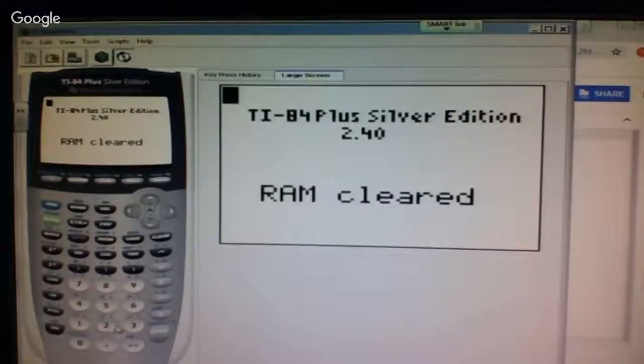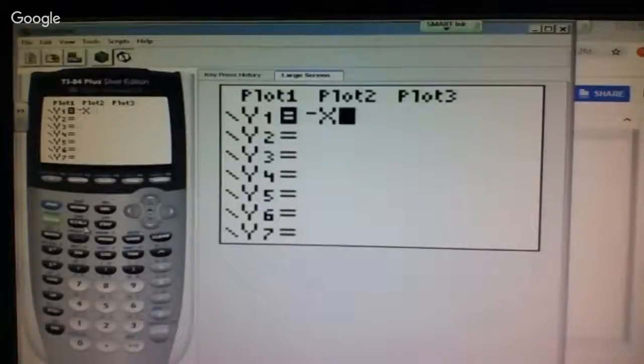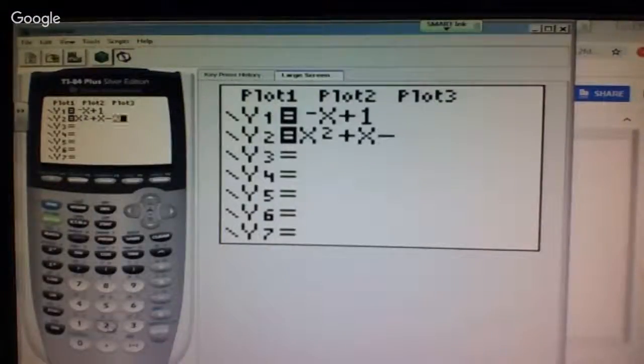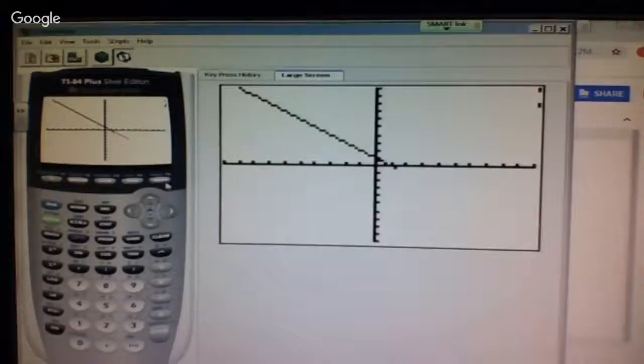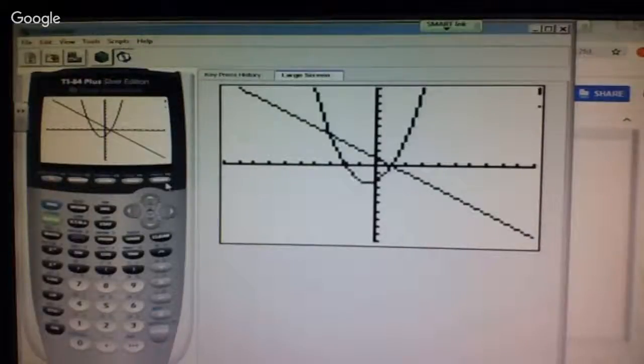Second plus. So negative x, we're adding 1. And then we've got x squared plus x minus 2. Once you get your equations in, you're going to hit graph. So there's your line. Here's your parabola.